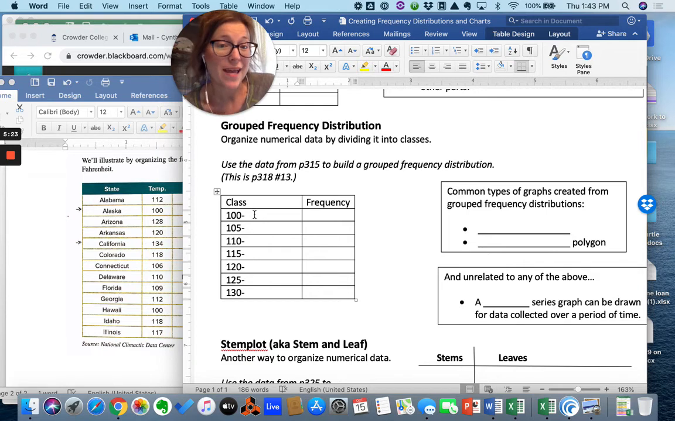Now let's talk about our end here. Another rule when we're making a grouped frequency distribution is that we don't want to let anything fall through the cracks. Like if I were to say, okay, I'm going to have this go from 100 to 104, and the next one starts at 105. If I have a piece of data that is 104.7, it falls through the cracks. 104.7 is bigger than 104, but smaller than 105. Doesn't fit in.